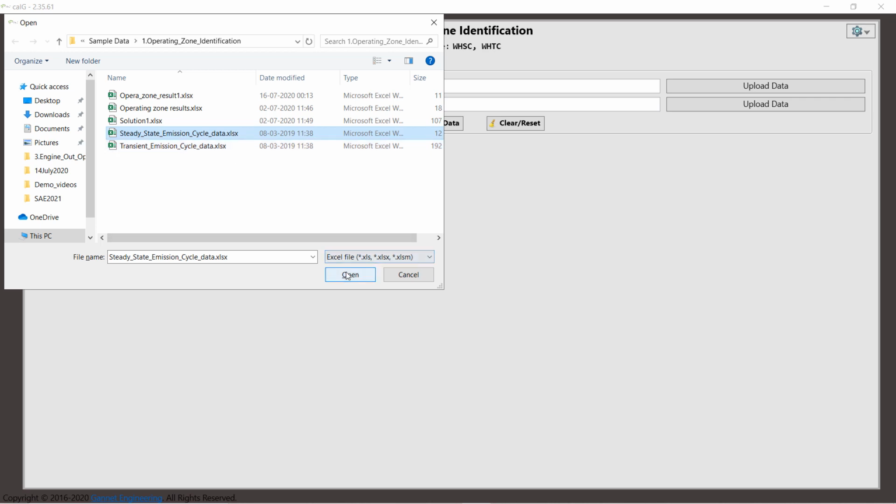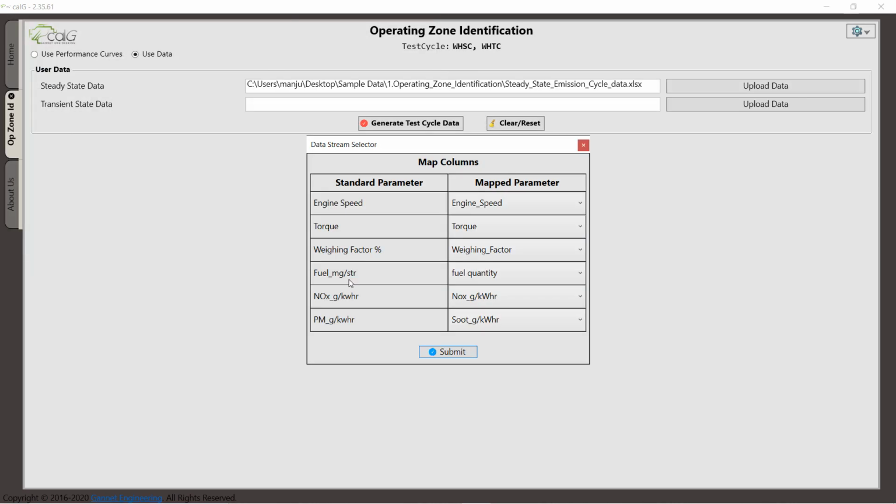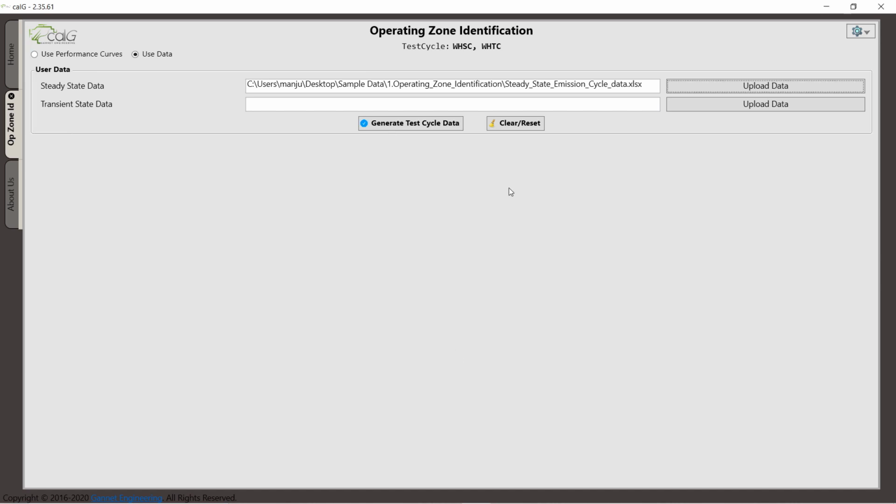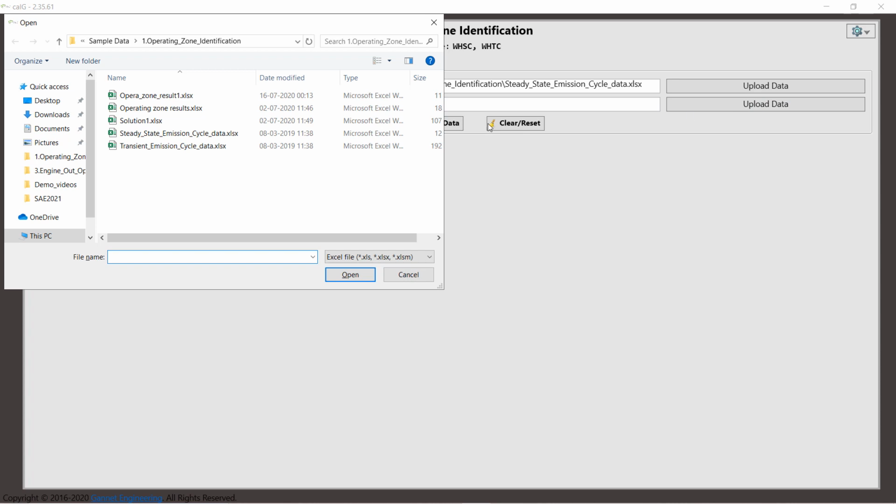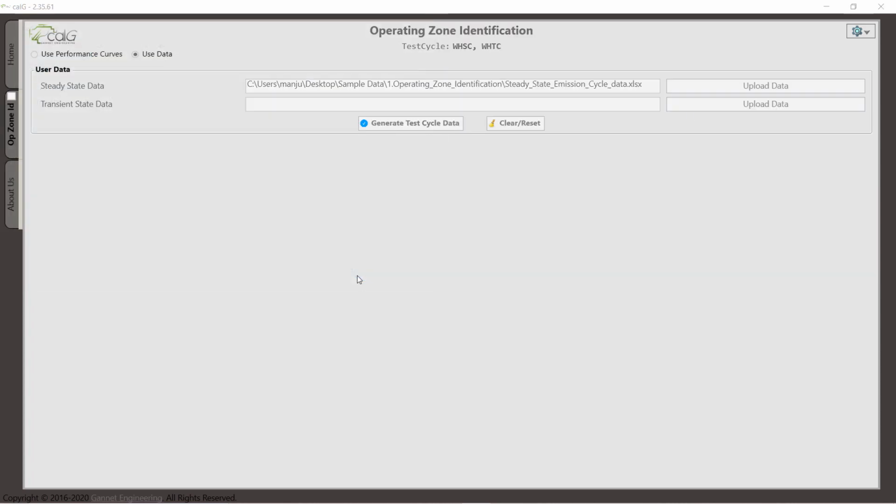Let's upload this data, and similarly we have the same parameters for the transient cycle. Let me upload the data now. Once we upload the data, we need to map to the right parameter. So I uploaded the steady state data. Now I'm uploading transient cycle data.